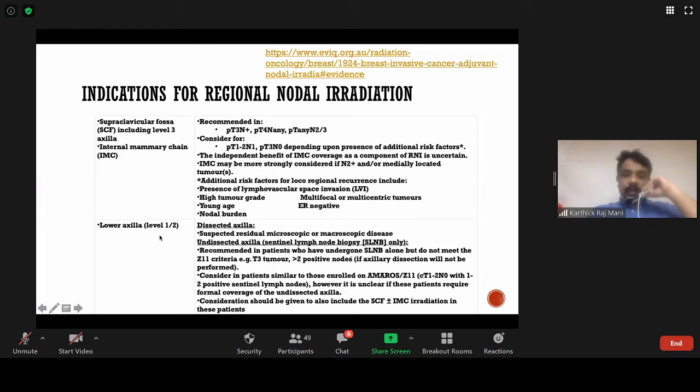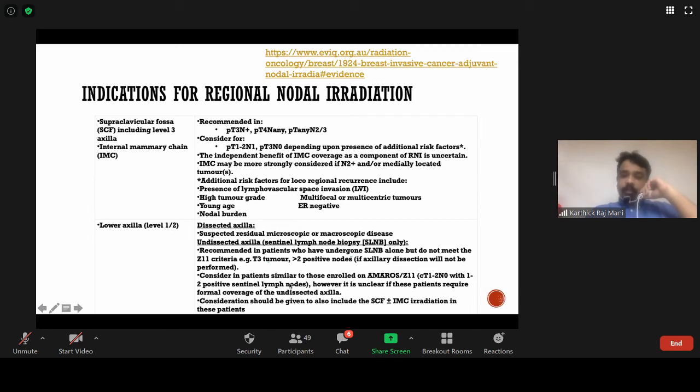This is what Dr. Kamal was talking about when you will give the axilla level 1 and 2. When you have a dissected axilla with suspected residual microscopic or macroscopic disease there, or an undissected axilla because of sentinel node biopsy only, it is recommended in the patient who has undergone sentinel node biopsy alone but has not met the Z11 criteria. So for T3 tumors with more than 2 positive nodes, if axillary dissection will not be performed, these are the areas where we can really think about axillary level 1 and 2.